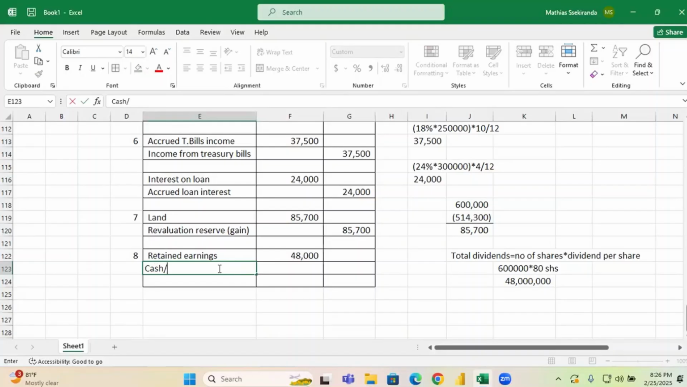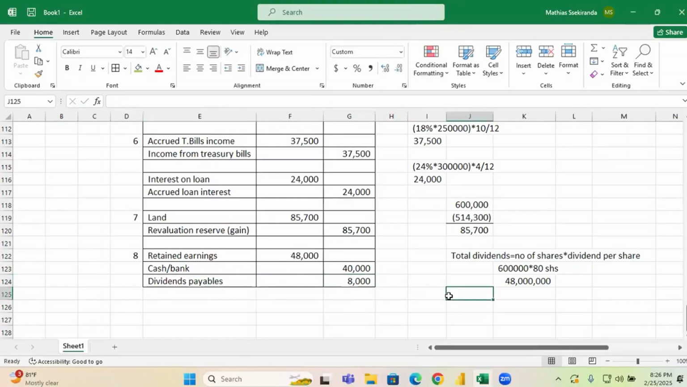You either pay out cash or through bank. The amount that went out was 40 million. That's what the examiner has told you. Now the balance is what you call dividends payable. You have not yet paid this, so anytime you'll have to pay them 8 million. So dividends are paid from retained earnings, guys.